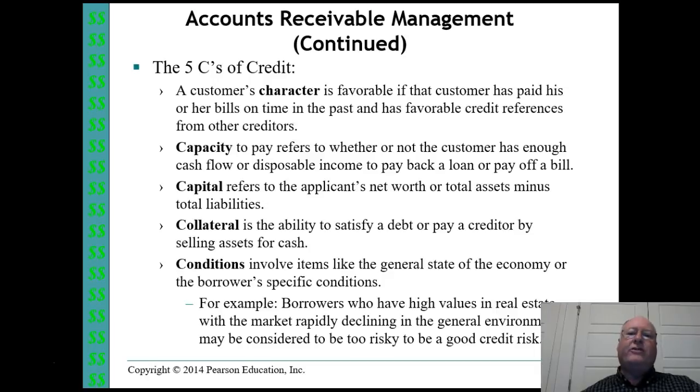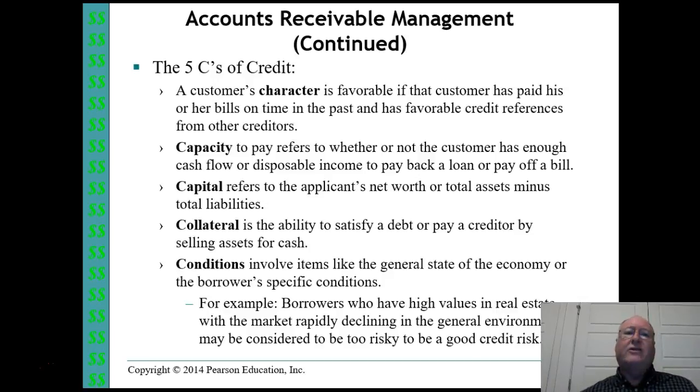There's the C, which is the underlying capital or net worth of a company, which is their total assets minus their total liabilities. There's the possibility of collateral, the ability to satisfy a debt or pay a creditor by selling assets for cash. And there's also the conditions which surround you extending credit to somebody else, which is the general state of the economy or the borrower's specific conditions. For example, borrowers who have a high value in real estate with a rapidly declining real estate market in the general environment may be considered too risky for you to extend any sort of credit to.